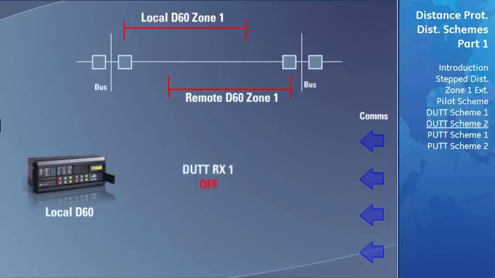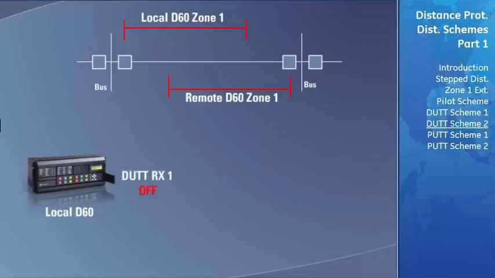Just like the transmit bit, the local relay needs to be configured to match the number of bits of data that are being sent by the remote relay. If only one bit of information can be sent back and forth on the communication channel, the D60 needs to be programmed to only use one of the DUTT receive bits. When the D60 is configured to use only one DUTT receive bit, any time that DUTT receive bit is forced on by the remote relay, the D60 will trip all three phases.